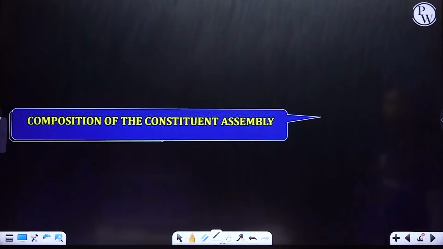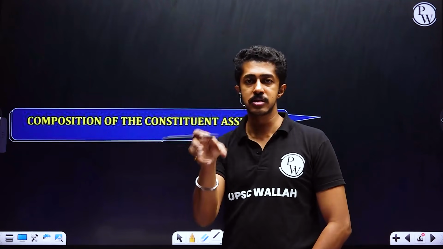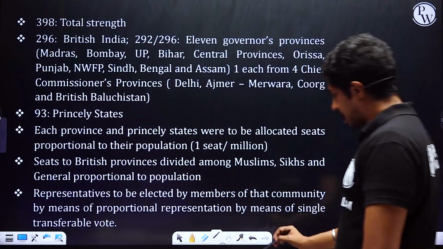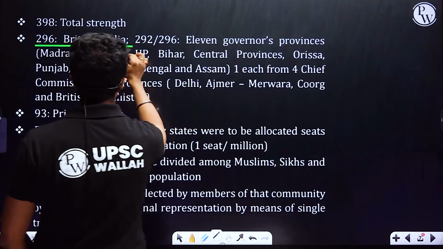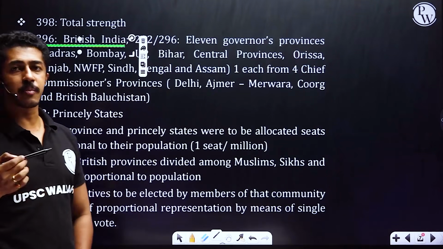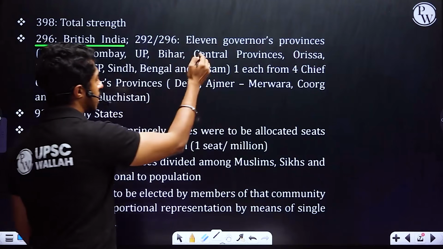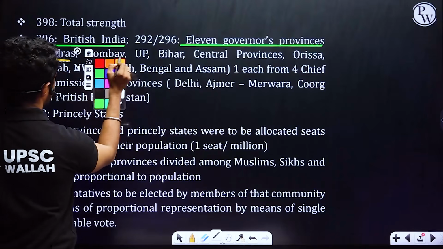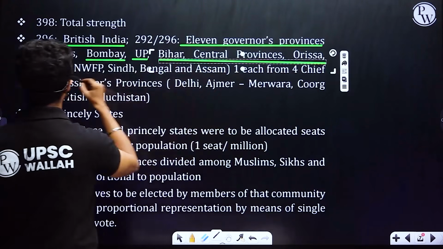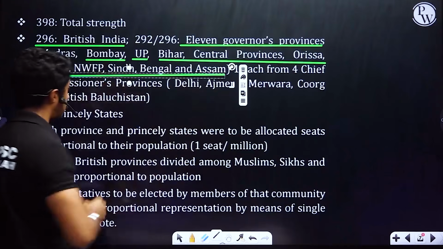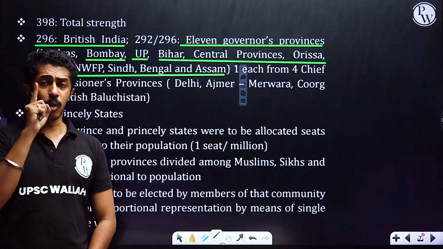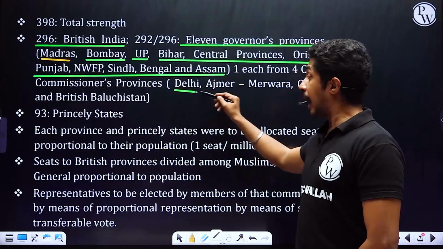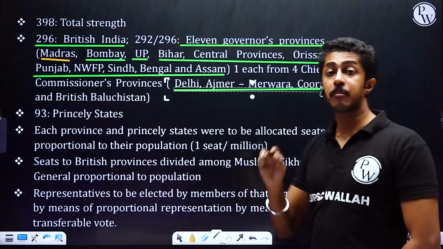Moving on, composition of the Constituent Assembly. So what numbers, and who all were there? Let us see that. 398 was the total strength. In that, 296 seats belong to British India. That means those areas directly administered by the British. 292 out of 296 were under 11 governors' provinces that consisted of Madras, Bombay, Bihar, Central Provinces, Orissa, Punjab, Northwestern Provinces, Sindh, Bengal and Assam. And one each in 4 Chief Commissioners' provinces, which consisted of Delhi, Ajmer-Merwara, Coorg and British Baluchistan.